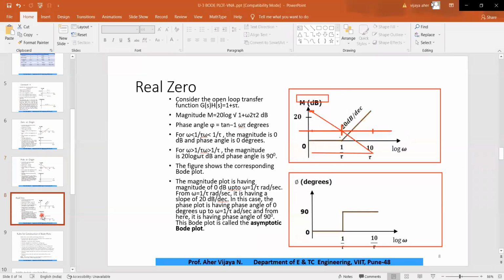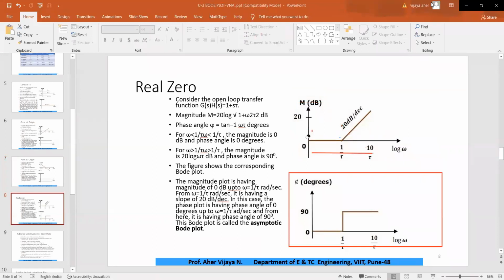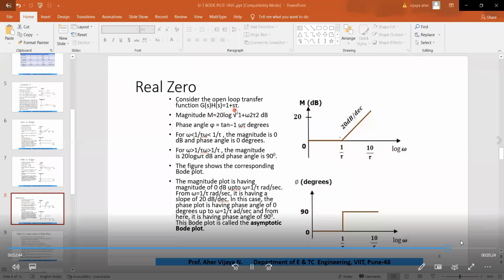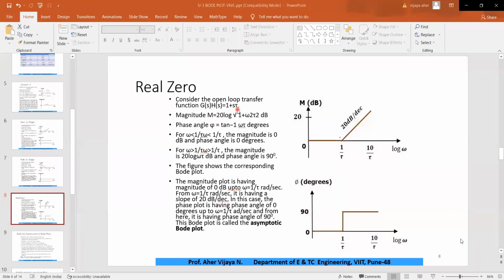Now next, real zero. What is real zero? Again, same procedure. Consider the open loop transfer function G(s)H(s) is equal to 1 plus s tau. This tau is nothing but the time constant, the RC time constant. Then find out magnitude, find out phase.